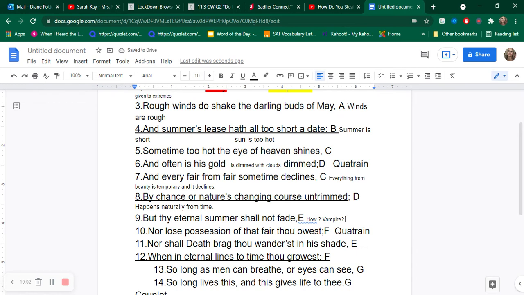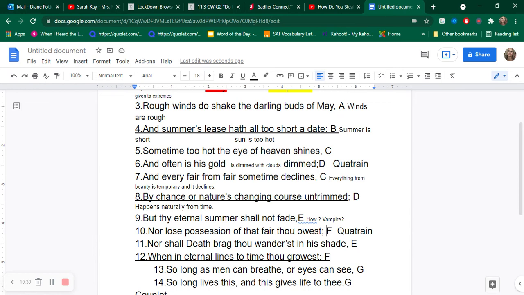Thy eternal summer shall not fade, nor lose the possession of the fair that thou owest. Now that means you will not lose your beauty. Your beauty shall not fade. You will not lose the beauty you own or the beauty that you owe. So you will, some people say, go down in history, be remembered from your ancestry's line. If you're beautiful, you are going to give your beauty to your children, so you own it and you owe it back. You have to give it back. The universe, the earth, time takes the beauty away from you.